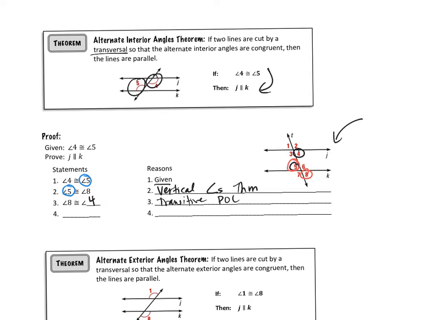We know that the final line of my proof needs to be that line J is parallel to line K, but how do I get there from statement 3? Well, this says that angle 8 is congruent to angle 4, and those are both the bottom right, and so they are corresponding angles. Based on our corresponding angles postulate, which remember we didn't have to prove, I can go from the angles to the parallel lines.